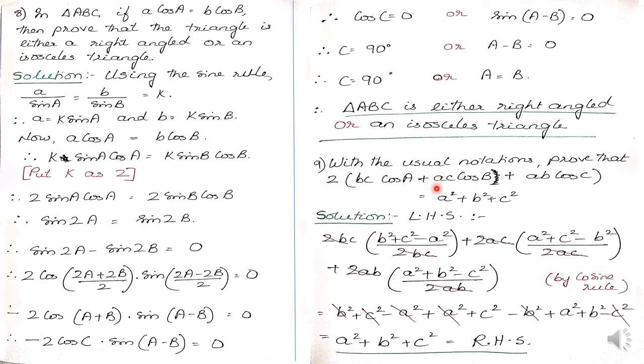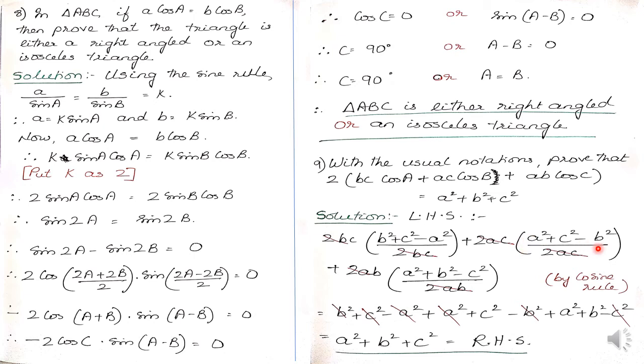Now the 9th question: with the usual notations, prove that 2[BC cos A + AC cos B + AB cos C] = a² + b² + c². Now this can be proved easily. First of all, multiply 2 to all the terms. So 2 is multiplied to bc cos A, and cos A is written as (b² + c² − a²)/2bc by the cosine rule. So the first term becomes 2bc into (b² + c² − a²)/2bc.